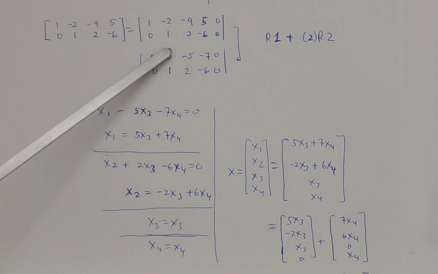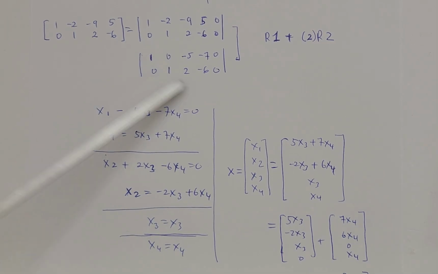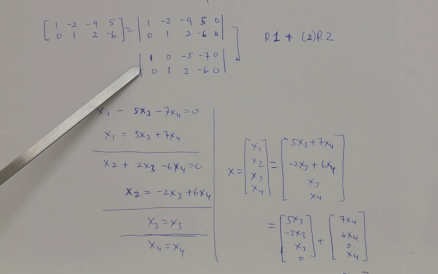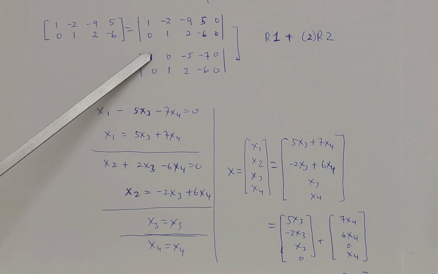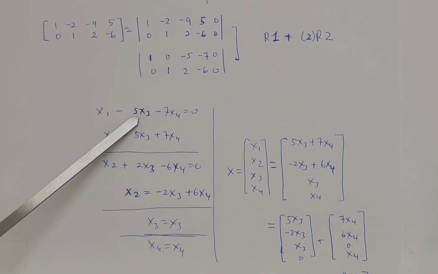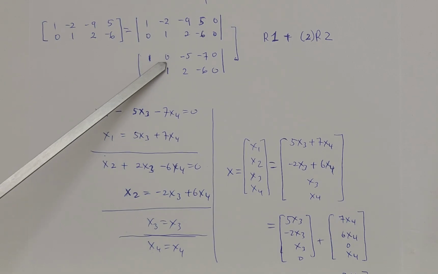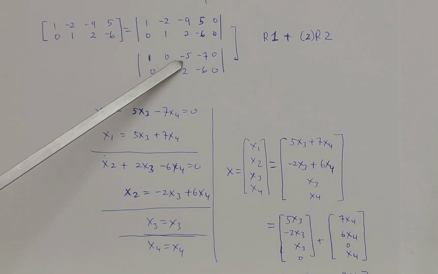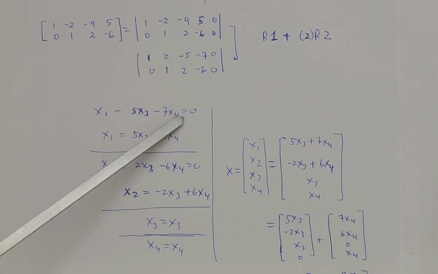If you see this as 1, 0, 0, 1, we are completely done solving. Now we just need to write the answer in x. So this is variable 1 minus 5 variable 3 minus 7 variable 4. We do not have anything for variable 2, so we leave it alone. So variable 1 minus 5 variable 3 minus 7 variable 4 equals 0.